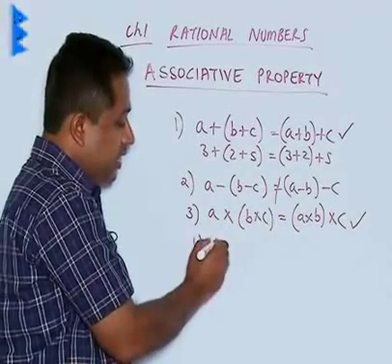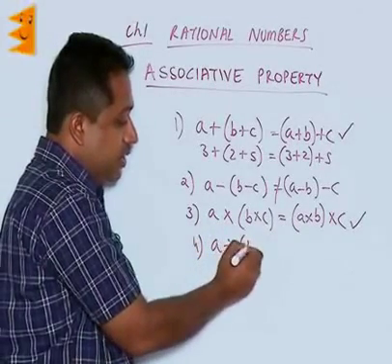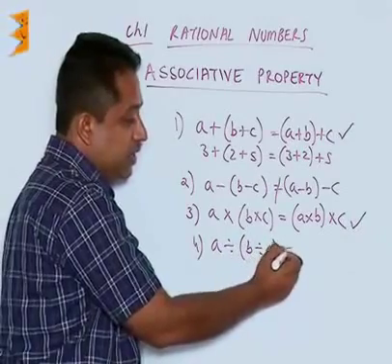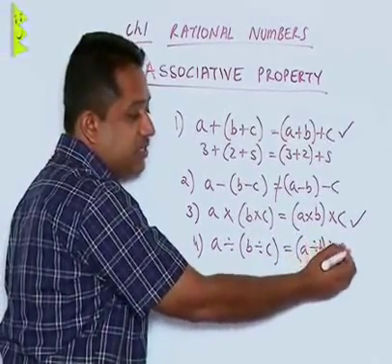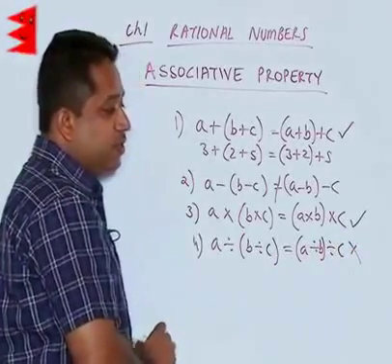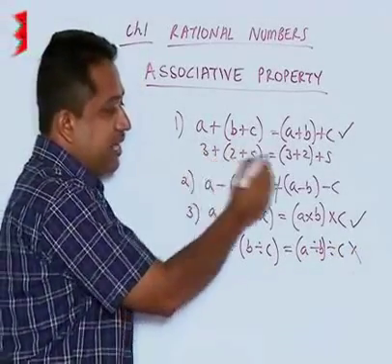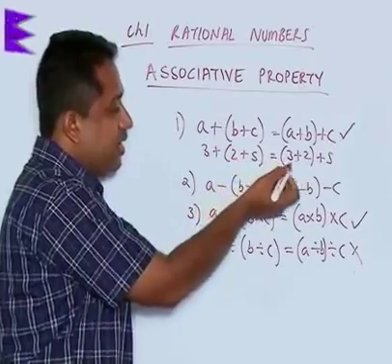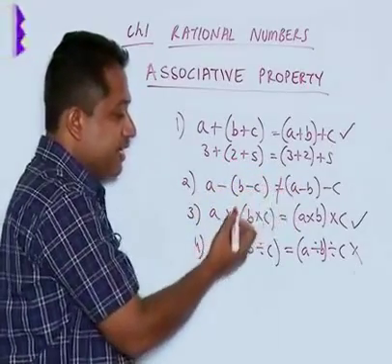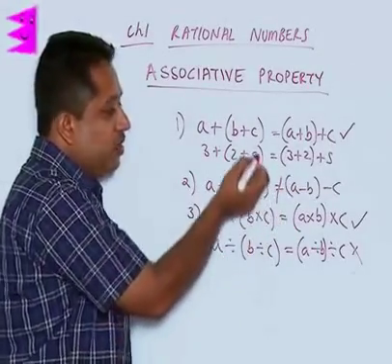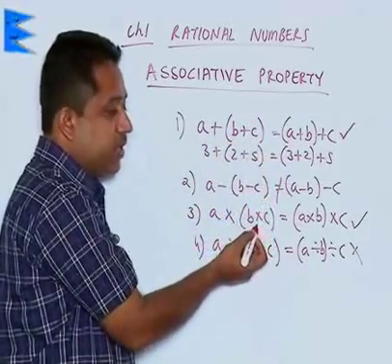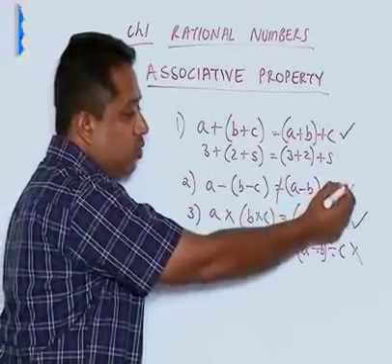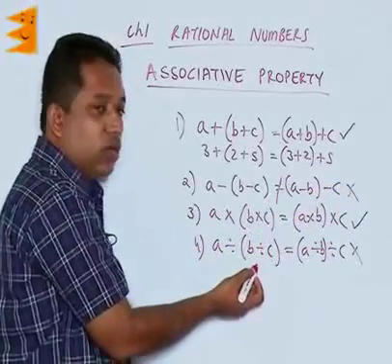And if you look at division, (A divided by B) divided by C, is it equal to A divided by (B divided by C)? The answer is it will not be. So you have to check like this. As I have done here in the case of addition, you can try for subtraction, multiplication and division. You will find that the associative property is true only in case of addition and multiplication. It will not be true in case of subtraction or division.